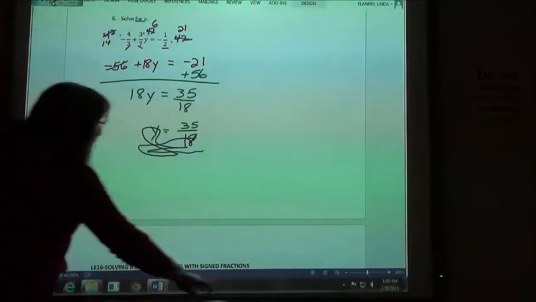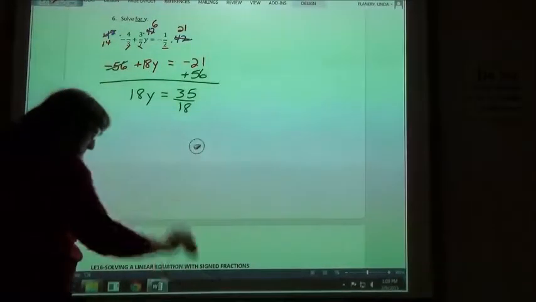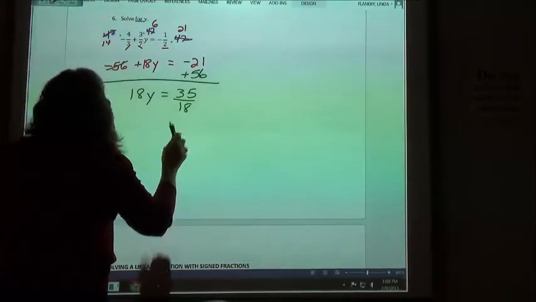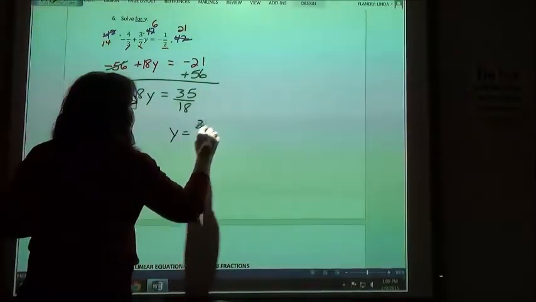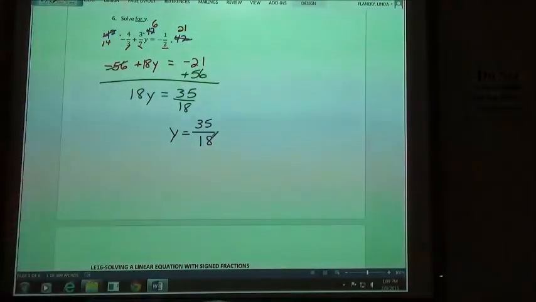So y equals 35 over 18. There, we got all that written down.